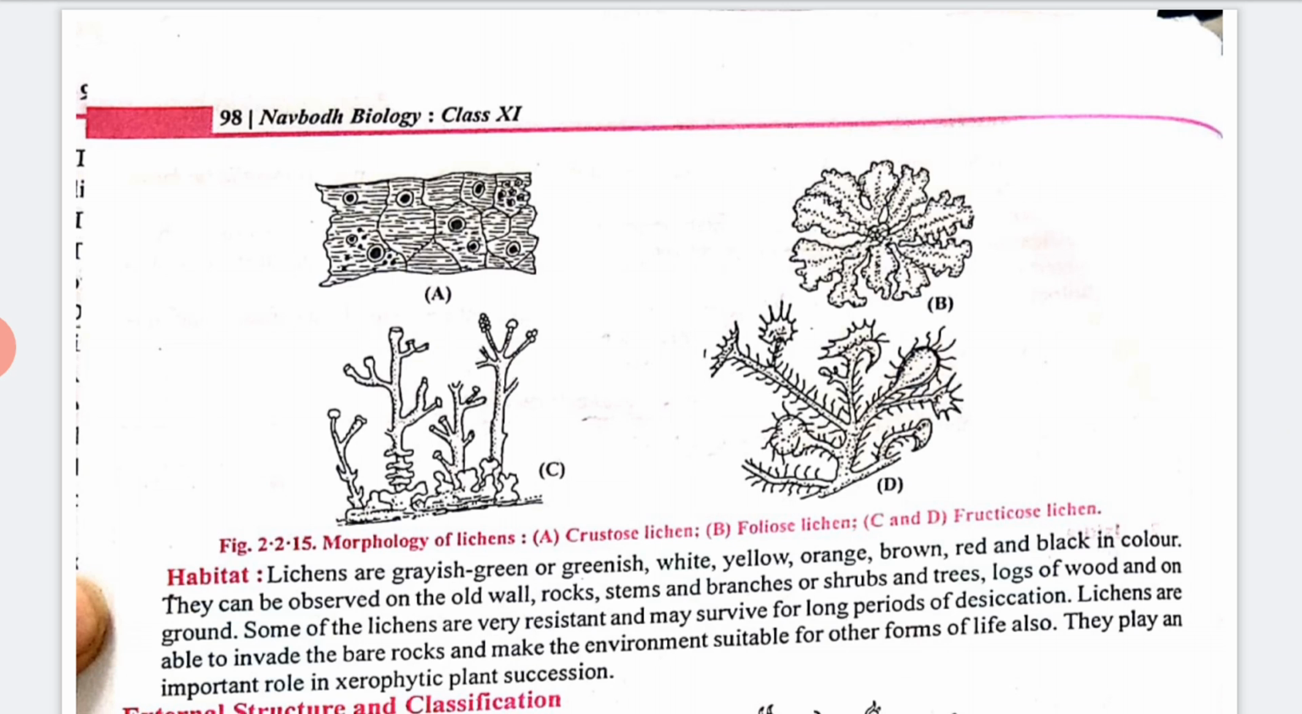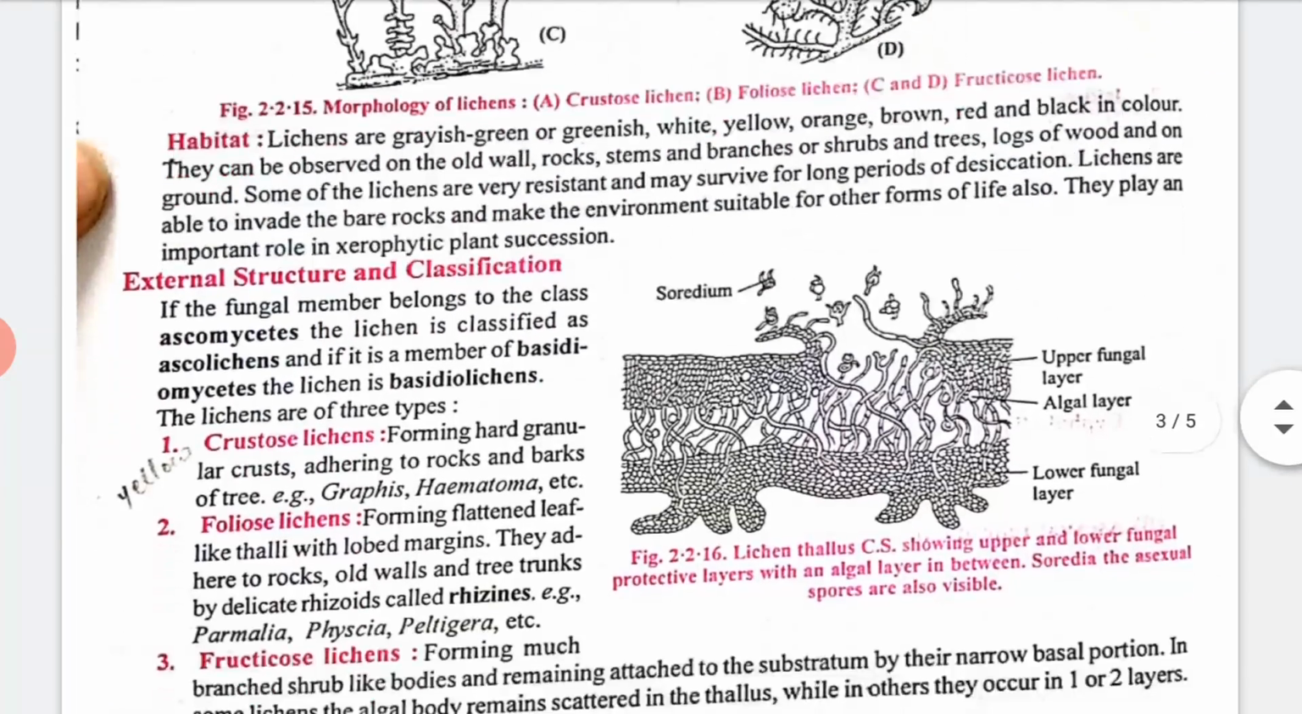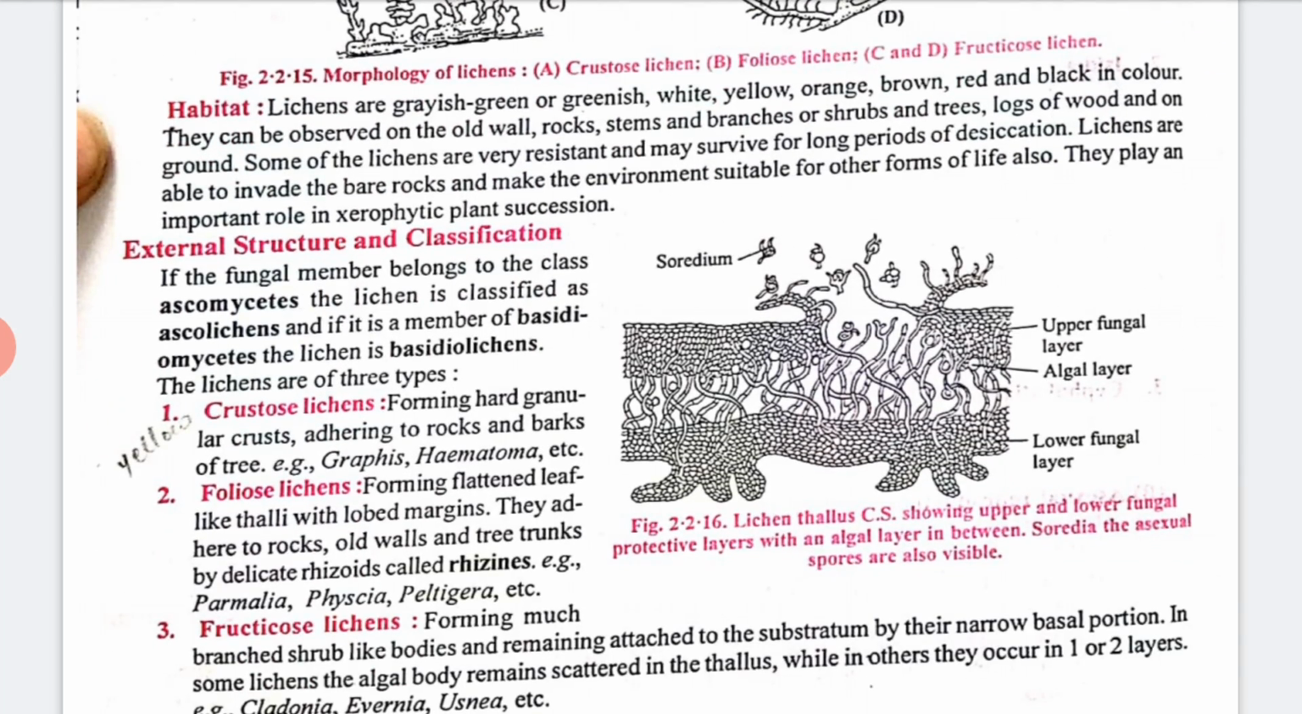Now let's talk about the external structure and classification. If the fungal member belongs to the class Ascomycetes, the lichen is classified as Ascolichen, and if the member is Basidiomycetes, then the lichen is known as Basidiolichen. It is of three types. First is crustose lichen, then foliose lichen, then fruticose lichen. Crustose lichen is generally yellowish in color, forming a hard granular crust and adhering to the rock and the bark of the tree.